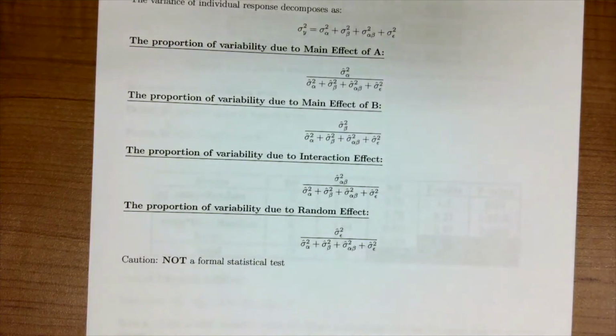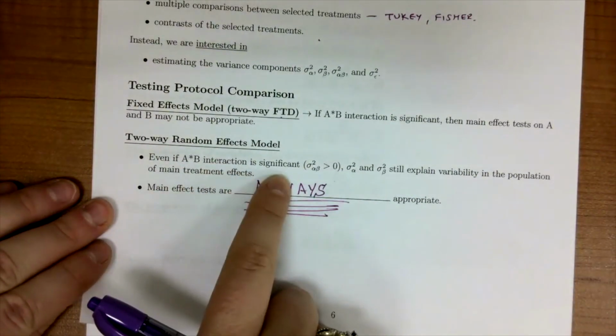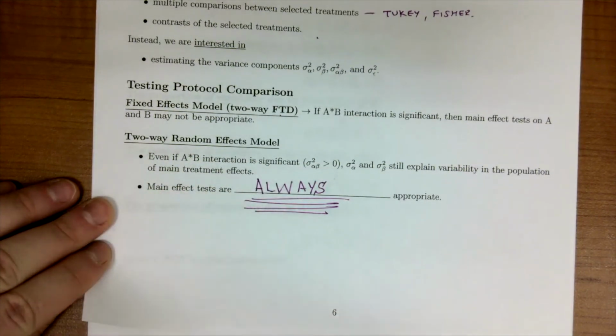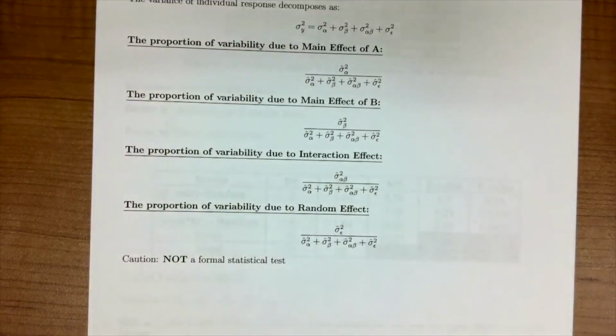Our protocol for testing, another big difference we want to remember, is that even if the AB interaction is significant, we can still always test our main effects because our variances can still explain the population for the main treatment effects. Okay, to get a better grasp and continue to understand this a little bit better, we're going to move into our next video, which will show the analysis for our food supplement example.